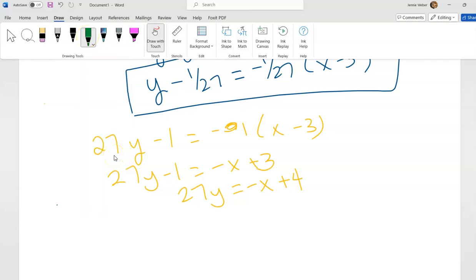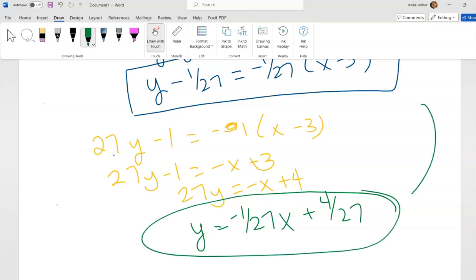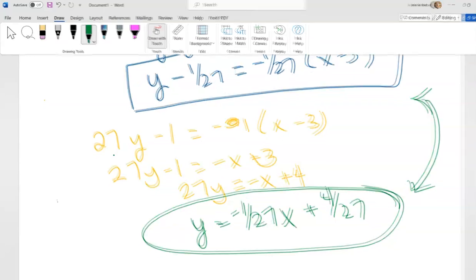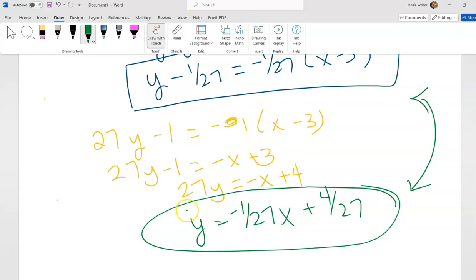And let's see where I'm at. I'm at y equals negative 1/27 x plus 4 over 27. So then both of these are the equation of the tangent line. I just like the bottom one a lot better because I think it looks neater, something I could easily turn around and graph if I needed to. So what were the steps to find the tangent line?